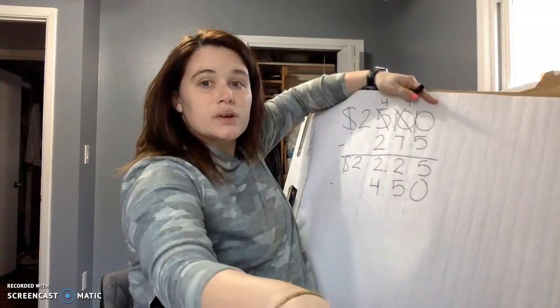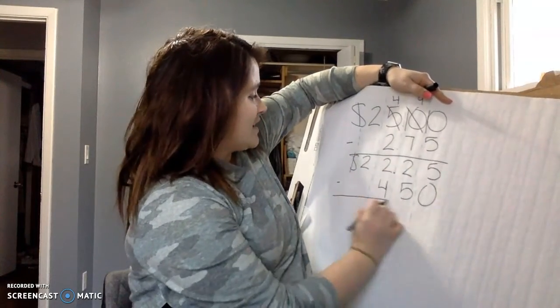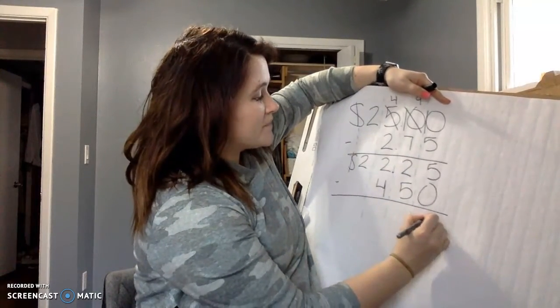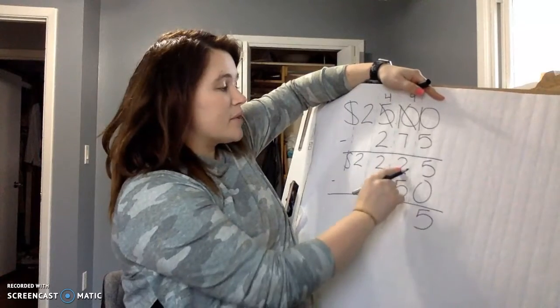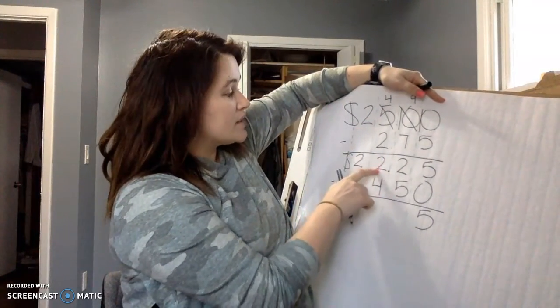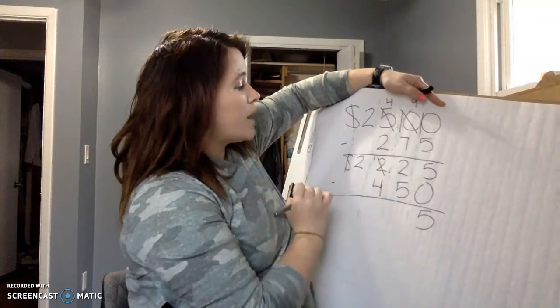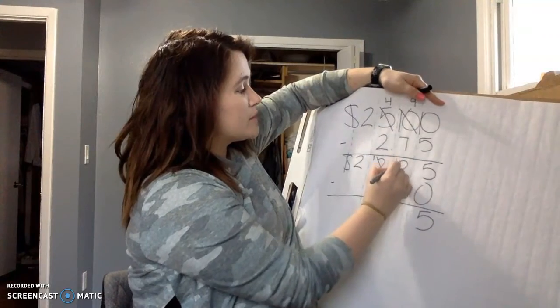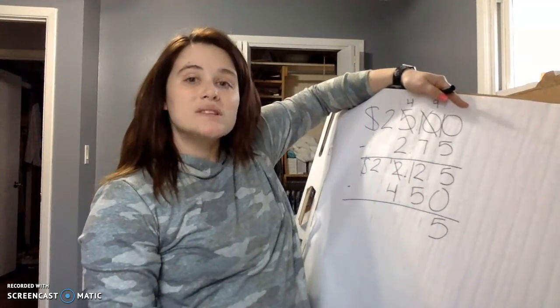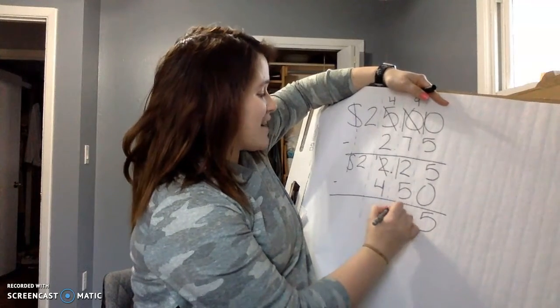Can I do 5 minus 0? Nice. I can. It is what? 5. Can I do 2 minus 5? No. So what do I need to do? I need to go to this friend over here. My 2 becomes a what? A 1. And then my 2 over here becomes 12. Good job. What's 12 minus 5? Oh, I heard 7. Good job.